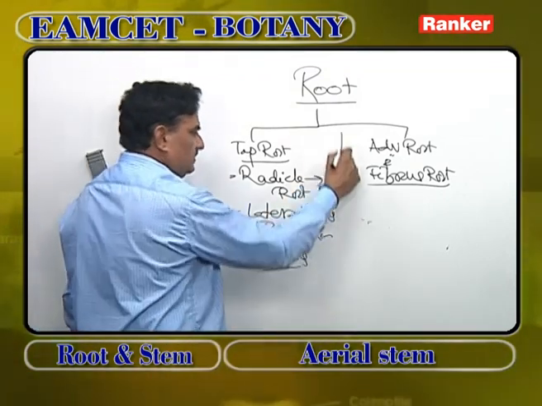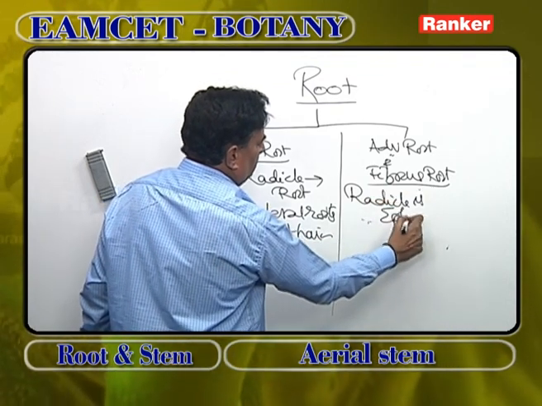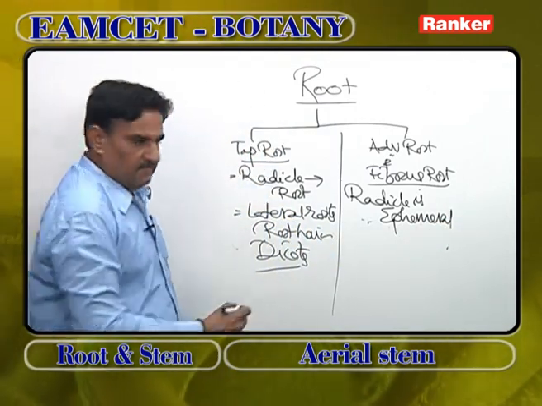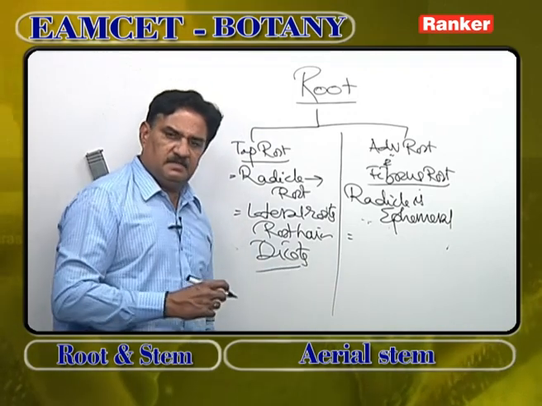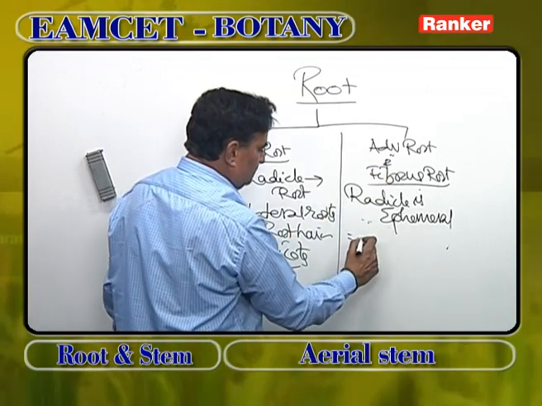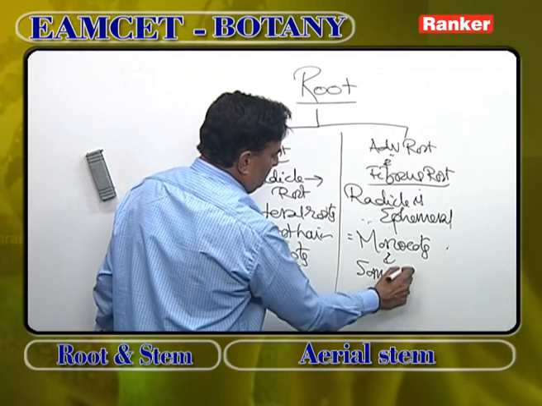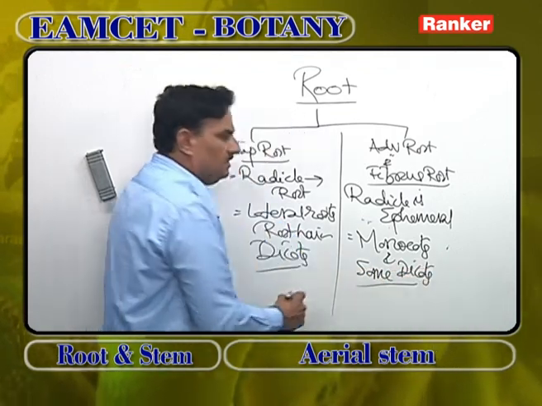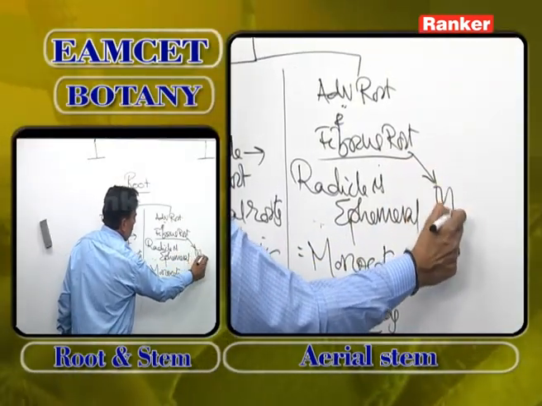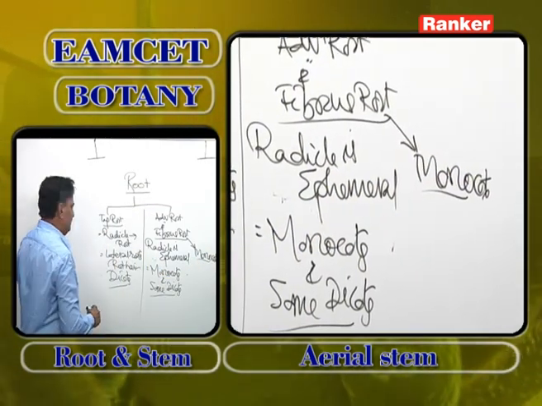Then adventitious root system. Here radicle is ephemeral. Ephemeral means short living. Any part of the plant except radicle, suppose produces a root system, then it is called adventitious root system. It is found in monocots and some dicots. Fibrous root system, a bunch of adventitious roots present at the base of the stem or basal node. It is found in monocots.